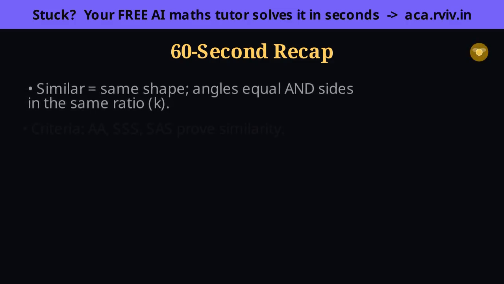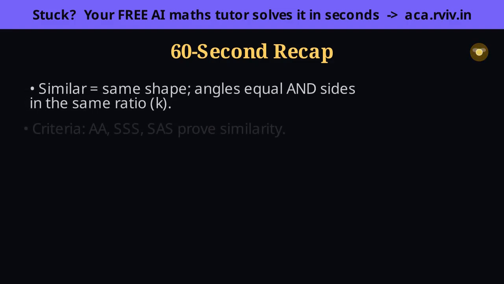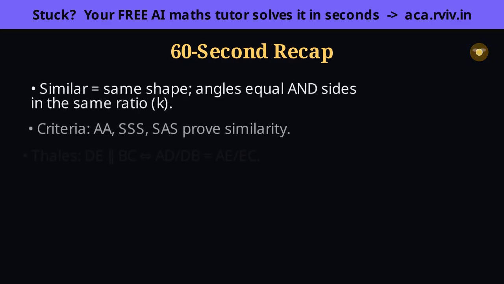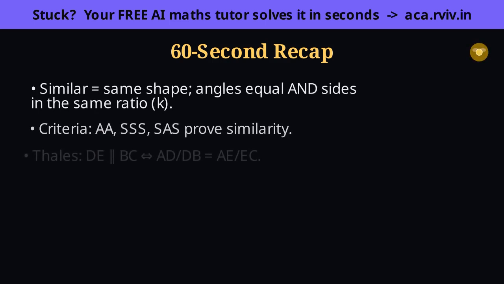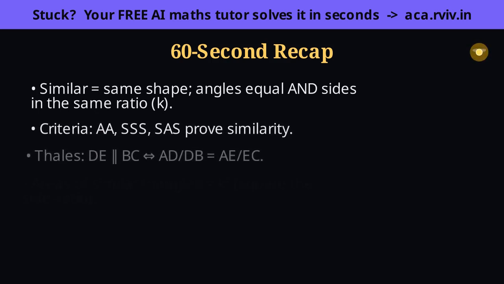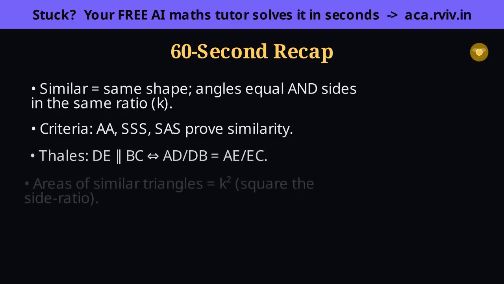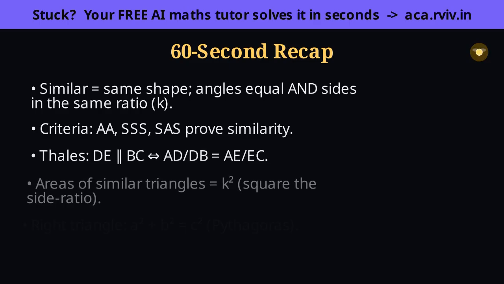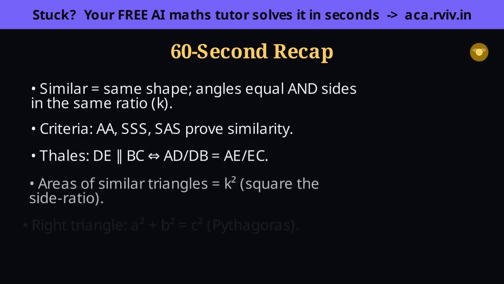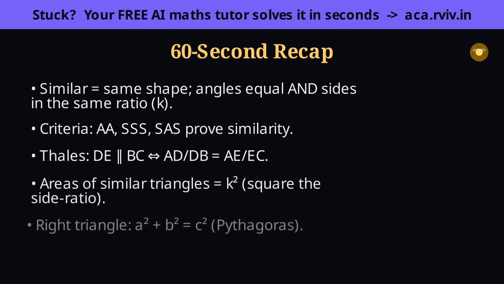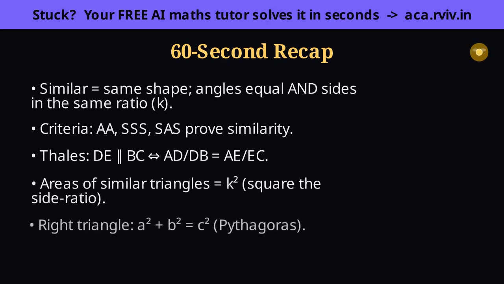Thales links a parallel side to equal part ratios, because the parallel makes a same-shaped triangle inside, and it runs both ways, so equal ratios prove a line parallel. The ratio of areas is k squared, because area is two-dimensional, so always square the side ratio. And in a right triangle a squared plus b squared equals c squared, which is just the altitude's similar subtriangles. Understand each reason, and you're not memorizing, you're exam ready.